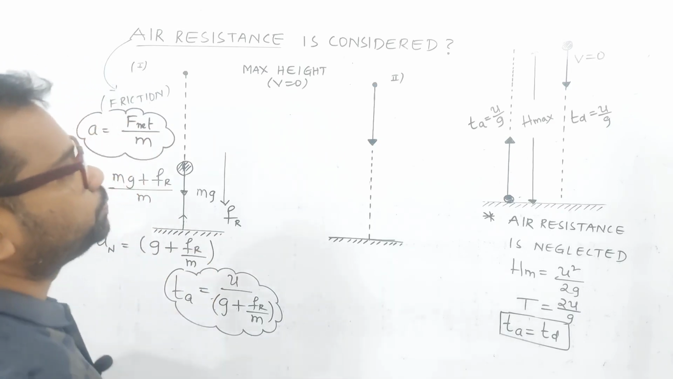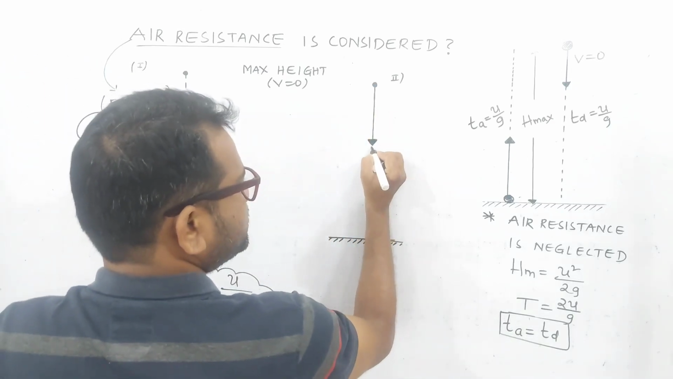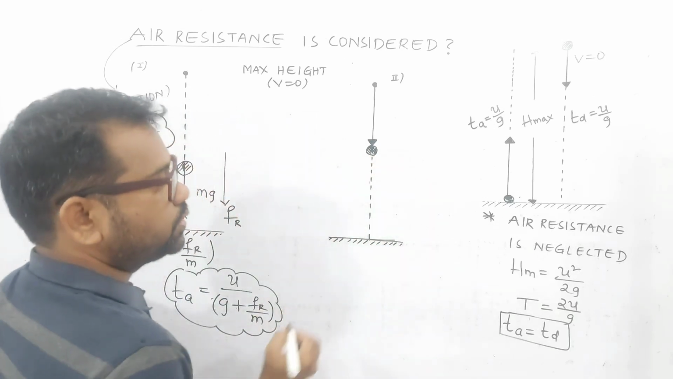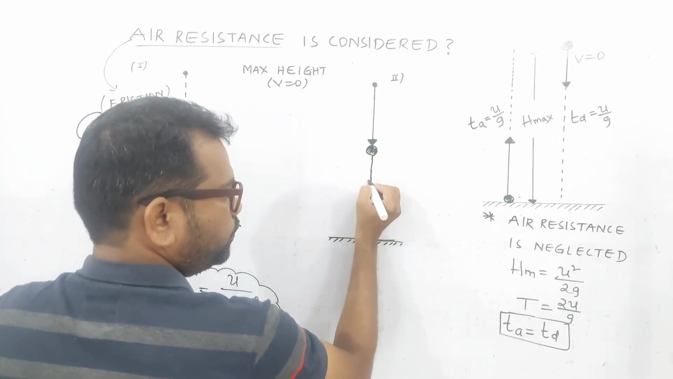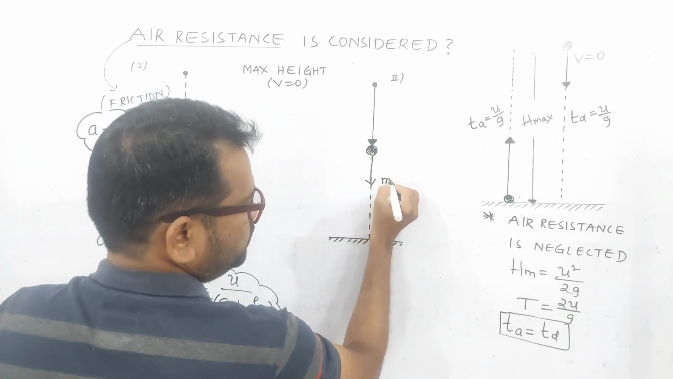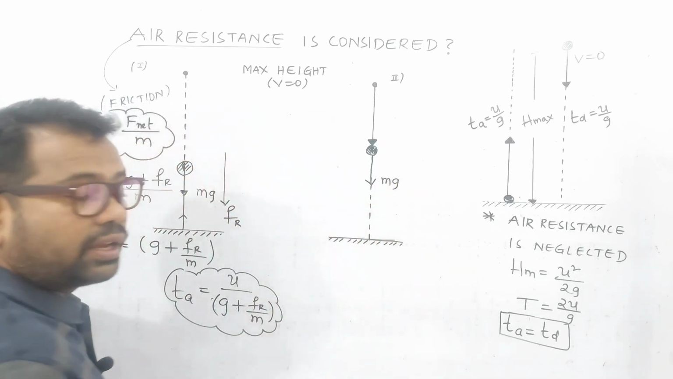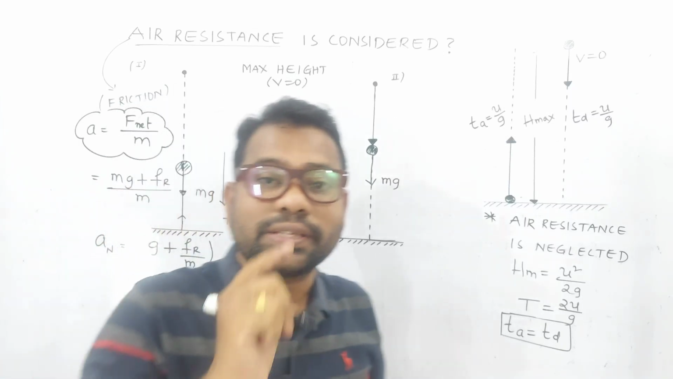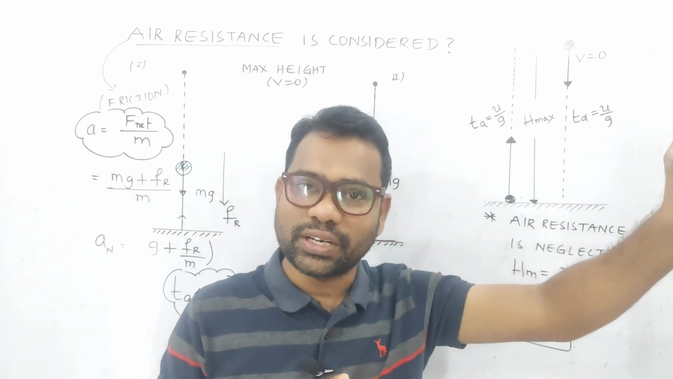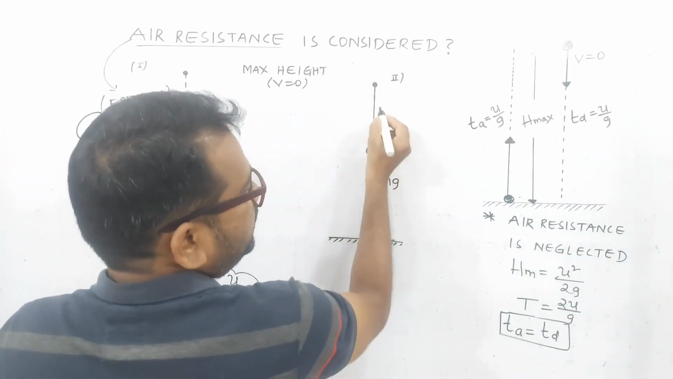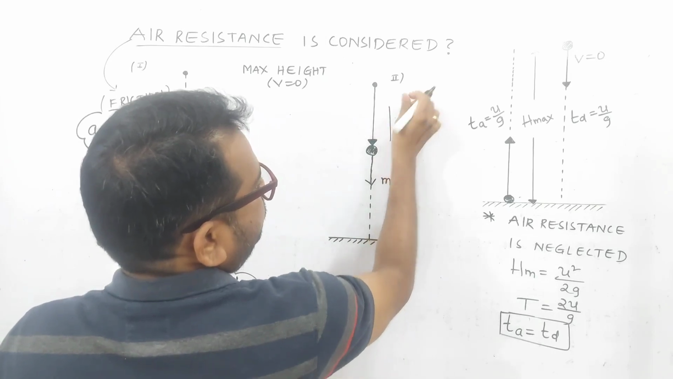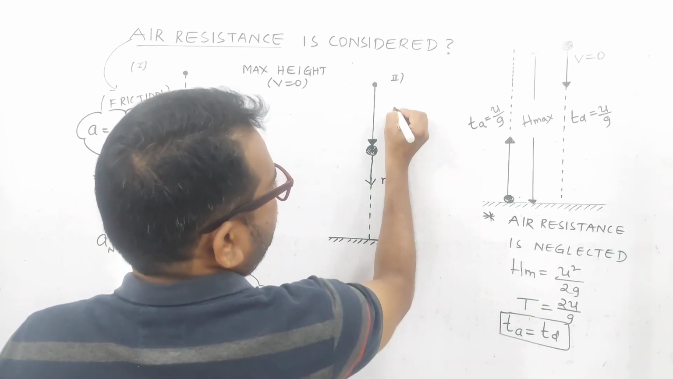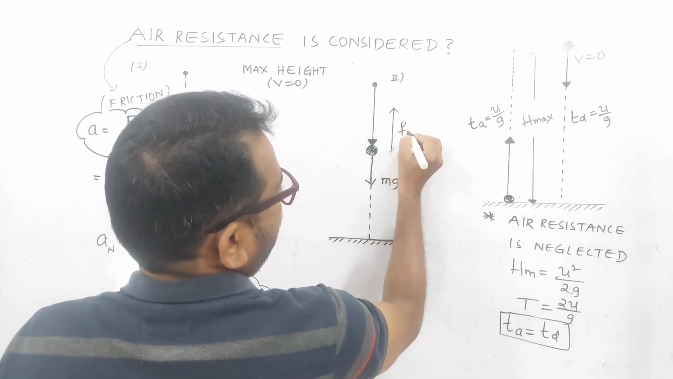In the second case, the body is coming in the downward direction. On this, the gravitational force mg will be acting vertically downward. Can you see that the air friction is not acting downward? Why? Because air friction always opposes the motion, right? As the body is coming downward, air friction acts vertically upward.